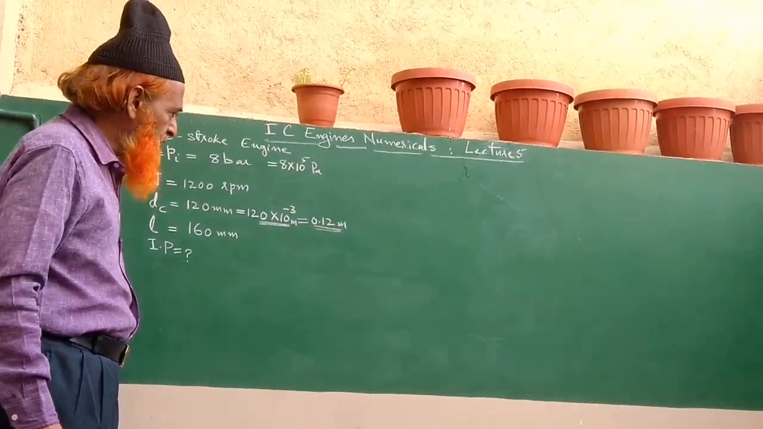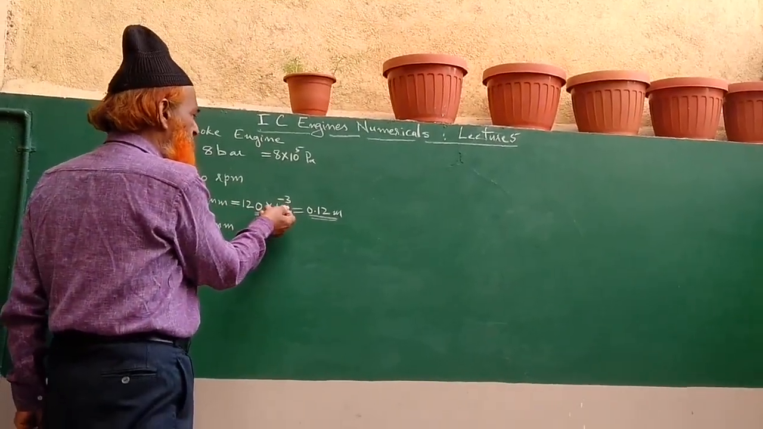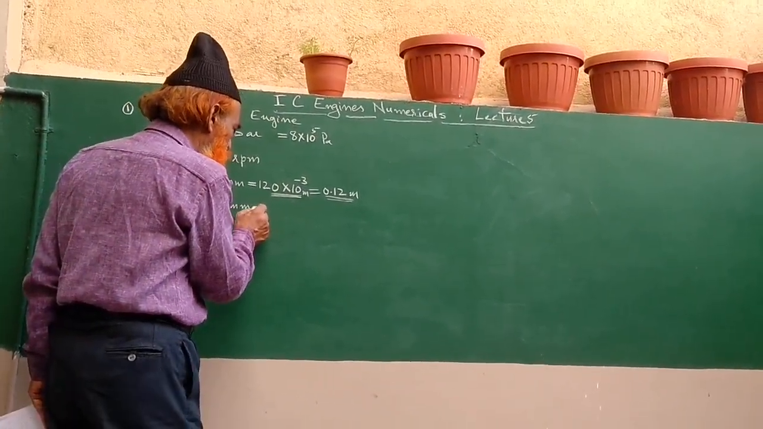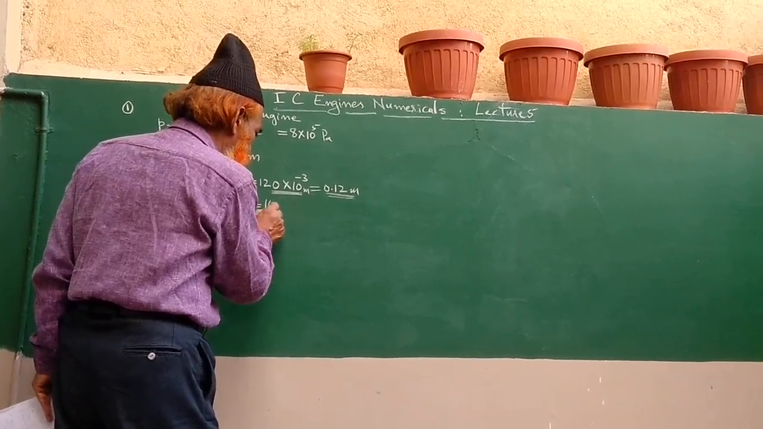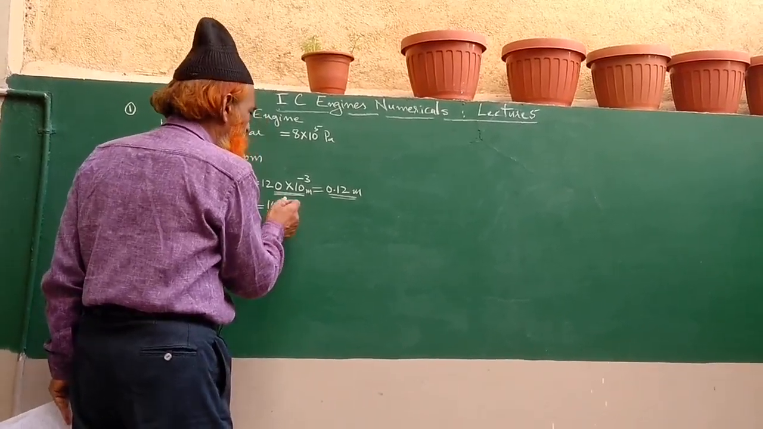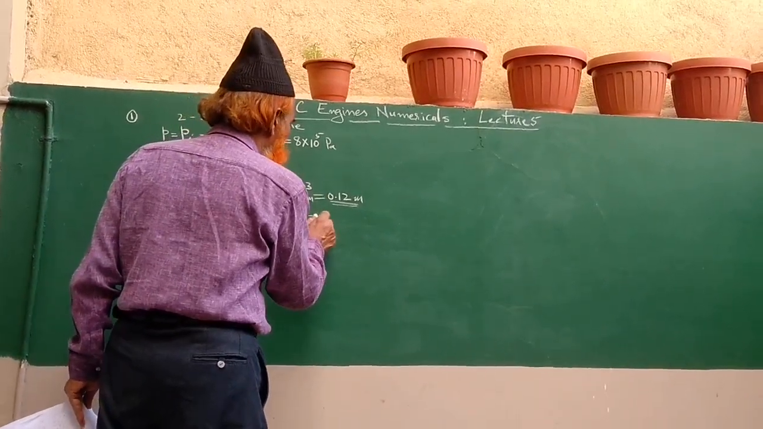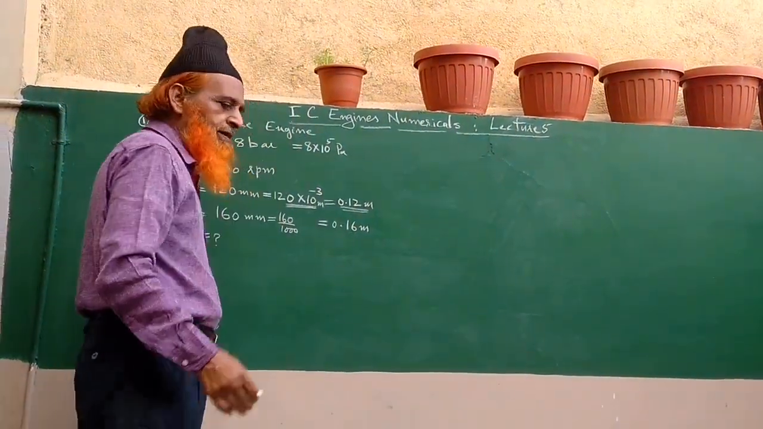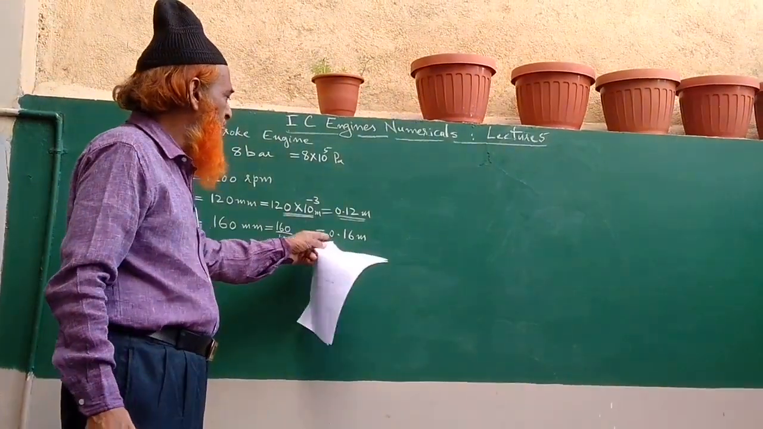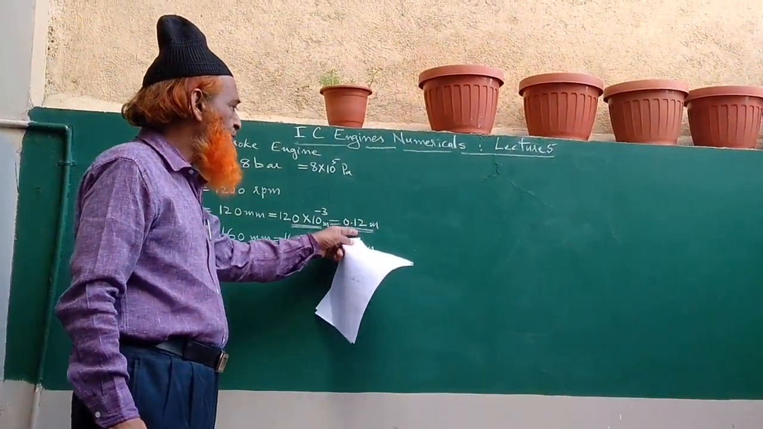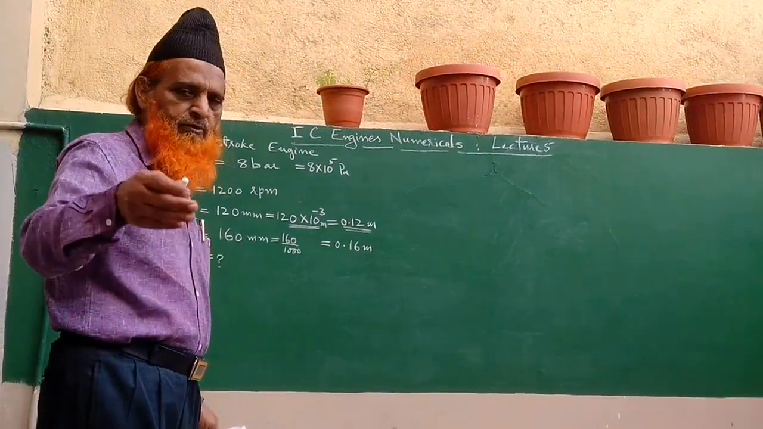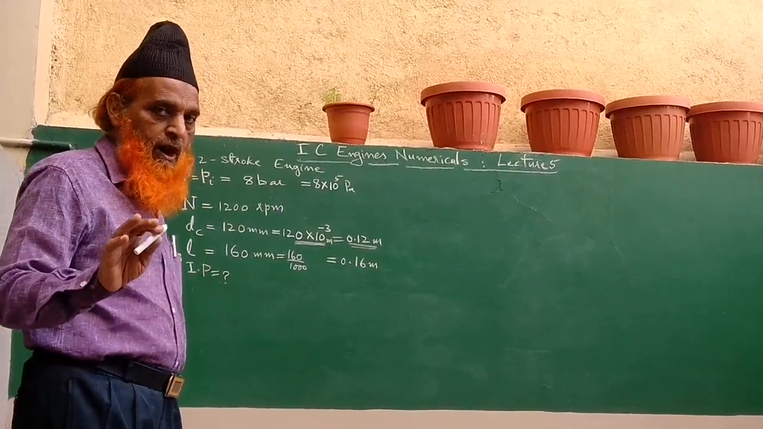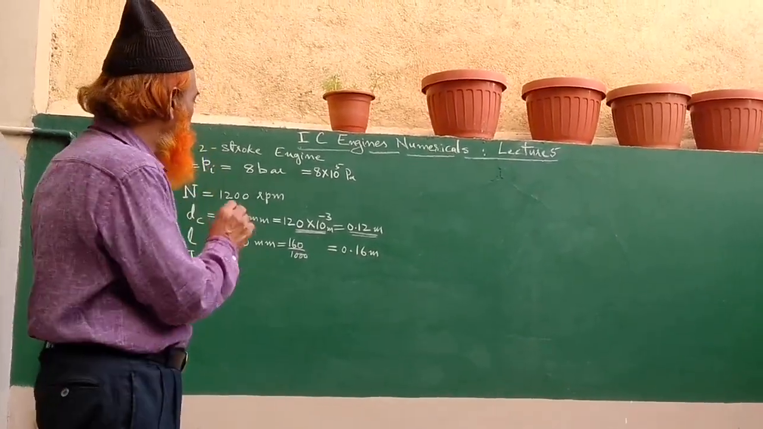120 divided by 1000 is nothing but into 10 to power minus 3. In the same way, the length of stroke must also be changed into 160 divided by 1000, or into 10 to power minus 3. This could be written also as 0.16 meter. For faster calculation, if you take down directly here at the data 0.12 meter and 0.16 meter when you have converted, then your calculation will become faster. Otherwise, you can put 160 into 10 to power minus 3. No problem. Now you have to find IP, and see which engine it is.